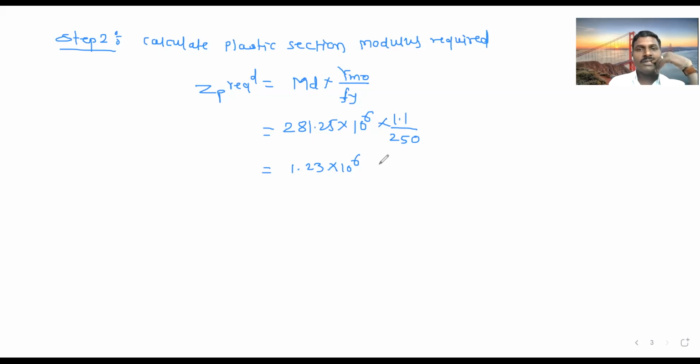Please concentrate on the units, because moment of inertia has unit mm raised to 4, and ZP has unit mm cube. You will see these units in the steel table also. In the steel table, all the parameters are given: Ag, thickness of flange, moment of inertia, radius of gyration, and section modulus, with their units. If you don't know the unit, you can go to the steel table and find out the unit for that particular property. Are you getting it?